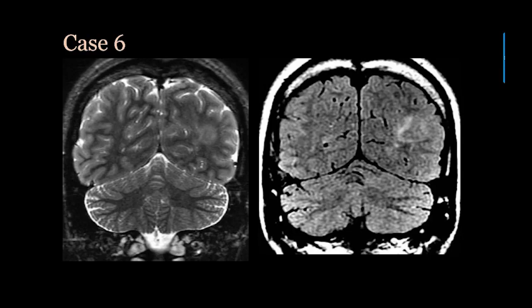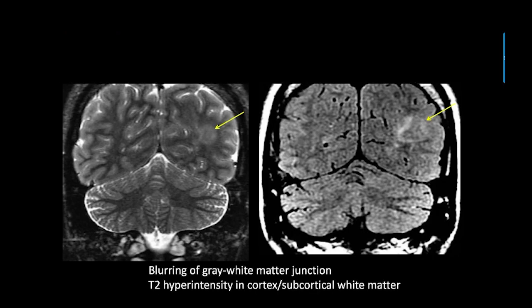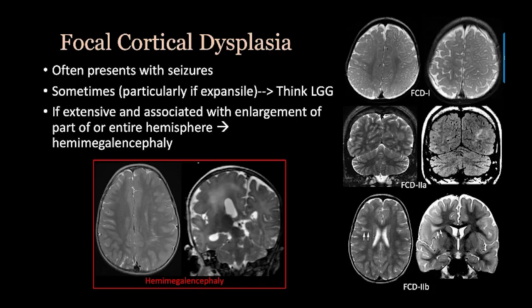Case number 6. As you notice, we have blurring of gray-white matter junction and T2 hyperintensity in the cortex and subcortical white matter. This is an example of focal cortical dysplasia. Focal cortical dysplasia often presents with seizure.